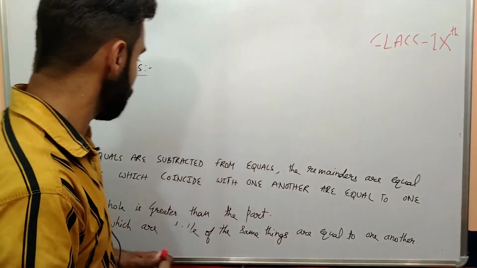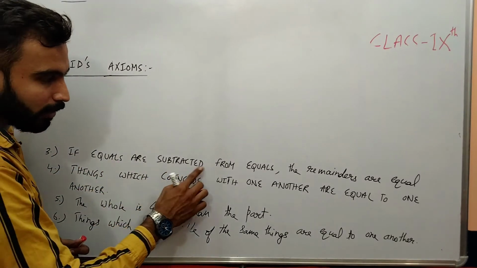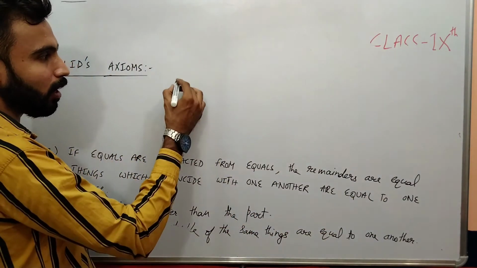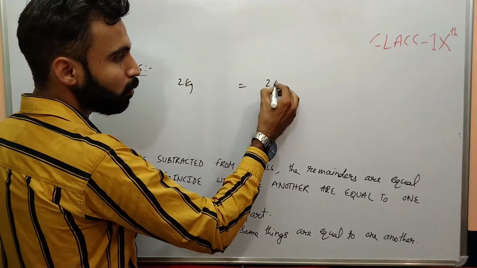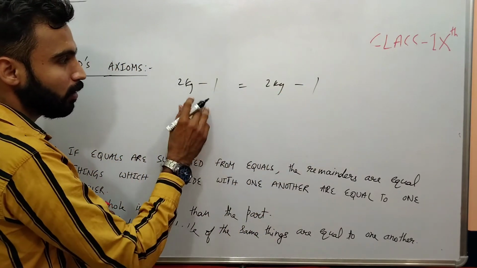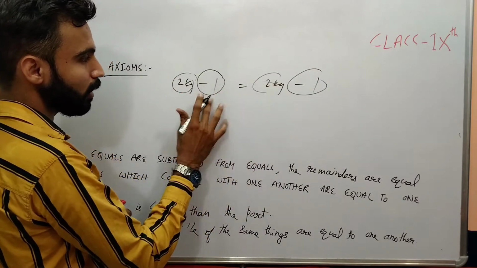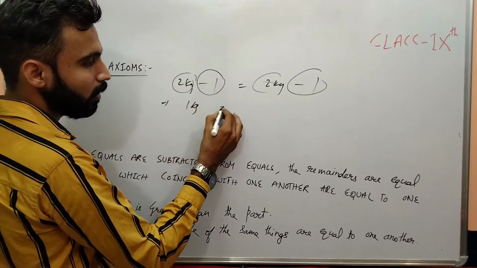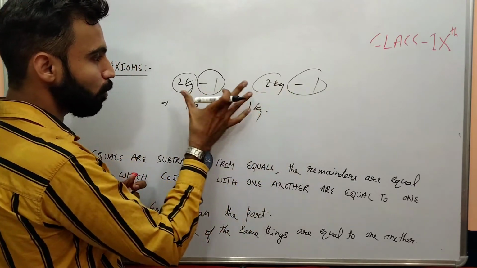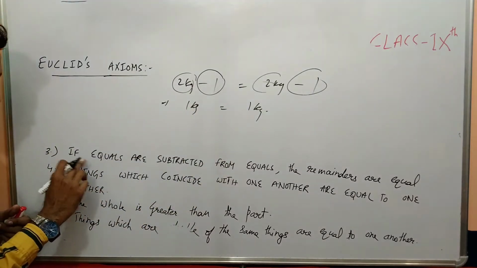Now moving on to the third axiom, it says if equals are subtracted from equals, the remainders are equal. So it is the same as the previous one. Again, I'm going to take two different amounts as 2 kg. Then if I simply subtract 1 from both sides, you can see I am subtracting an equal amount from the two equal amounts. So the resultant will be 1 kg each. So if I subtract an equal amount from two equal amounts, then the resultants are going to be equal. So this is what the third axiom is saying.